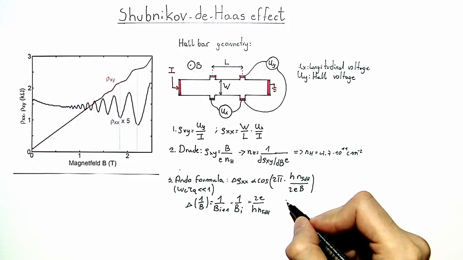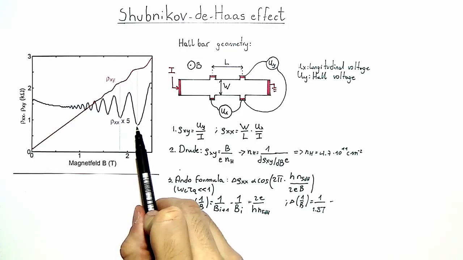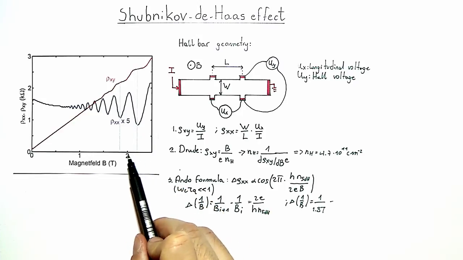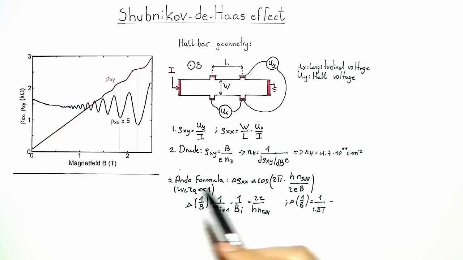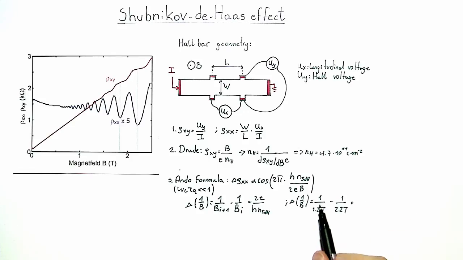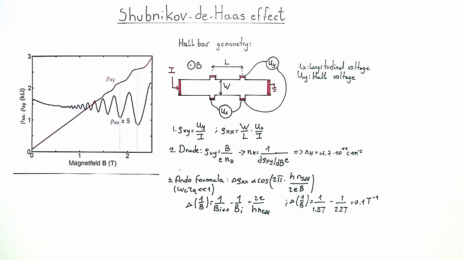So delta 1 over B is given by 1 over 1.8 tesla minus, and then we go to a neighboring minimum. It could be this one or it could be this one. Here we'll take this one, and we look at which magnetic field it occurs at, around 2.2 tesla. So we have to invert that, which gives us 1 over 2.2 tesla. So 1 divided by 1.8 tesla minus 1 divided by 2.2 tesla gives us the period in the inverse magnetic field 1 over B. And this gives around 0.1 per tesla.